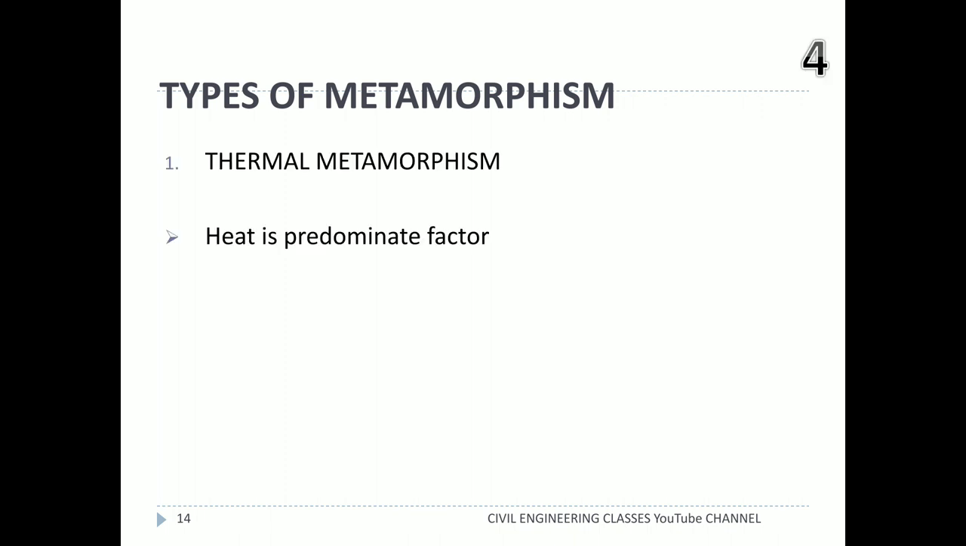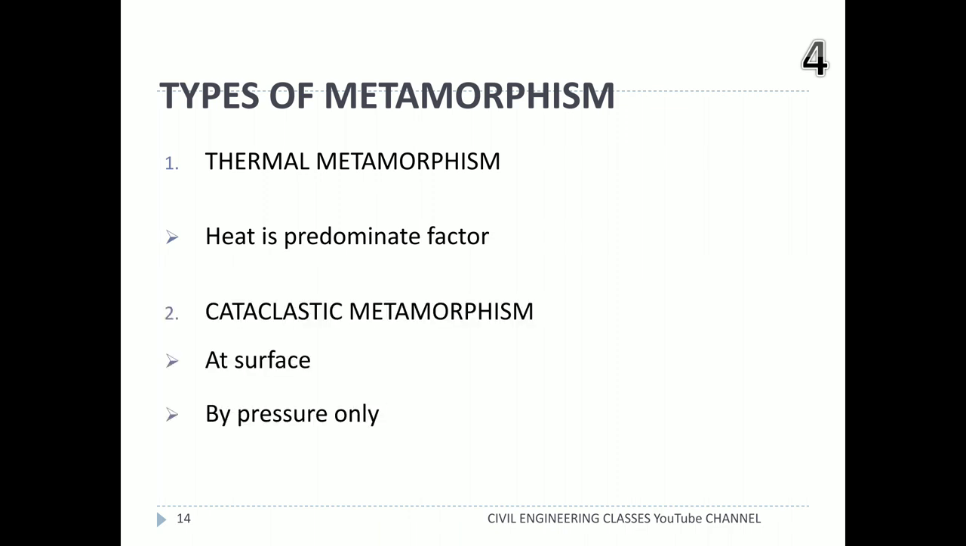There are different processes of metamorphism. There are basically 4 processes of metamorphism. First one is thermal metamorphism. That is, the heat is the predominant factor that causes the process of metamorphism. From the name itself we can understand that.